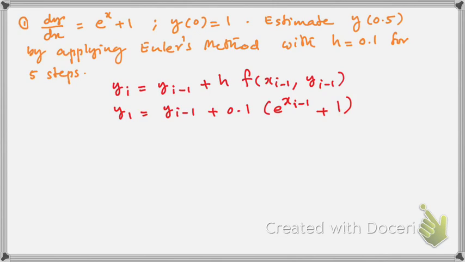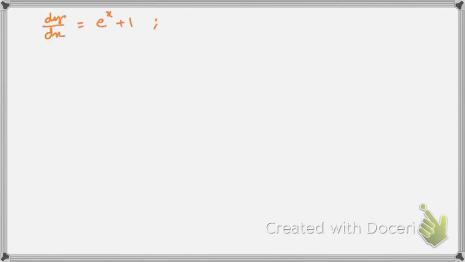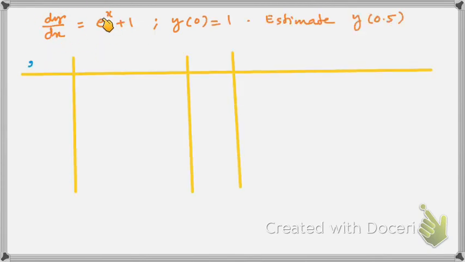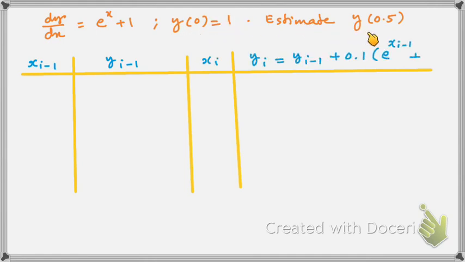I'm trying to find y i. So that's how I find it; this is actually f of x. Yeah, so that's where we reach. Okay, and now I copy that differential equation again. dy by dx is e raised to x plus 1. y of 0 is 1 is the given condition. Estimate y of 0.5.